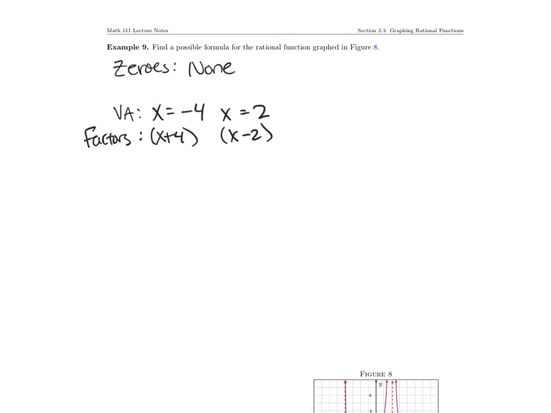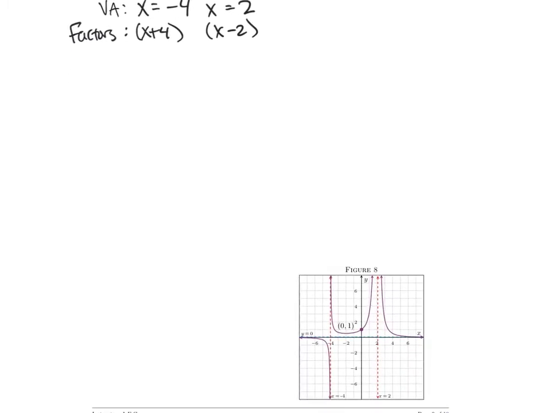And now let's look at the multiplicities. So if I take a look at that very first one right here where x is equal to -4, I see that both of my ends are facing in opposite directions. So for us, that's going to be a multiplicity of 1.